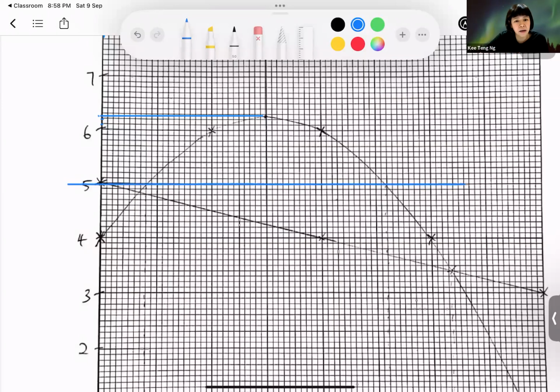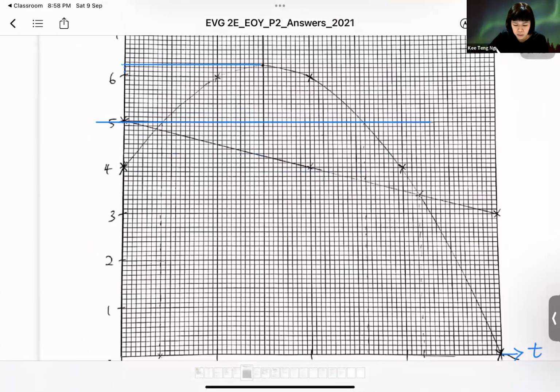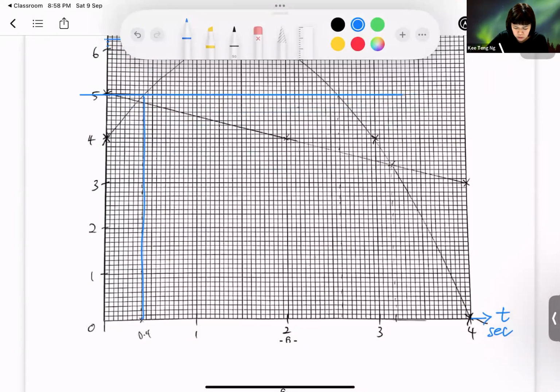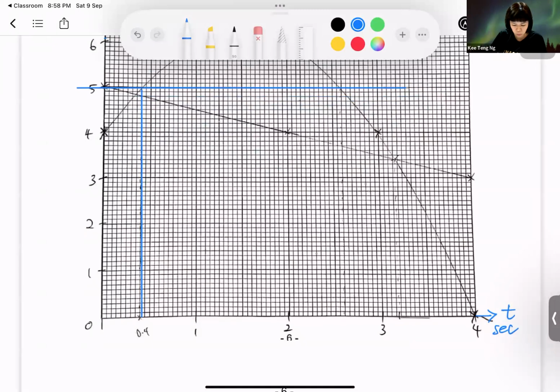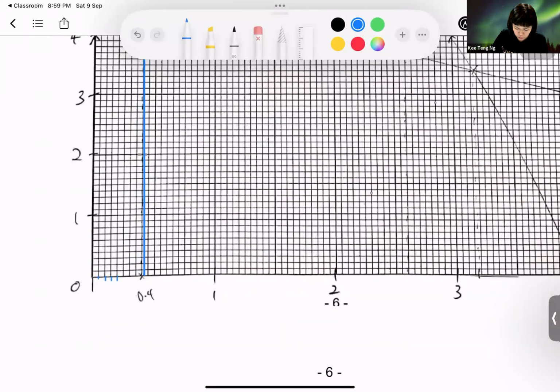So I'm going to draw a height 5 meters above the ground, which is this one over here. Then I want to know the timing, right? What's the timing that it was 5 meters above the ground? This timing. Oh, 0.4. How do you know that this is 0.4? We have 1, 2, 3, 4, 5, 6, 7, 8, 9, 10, 20. 20 squares to represent 1 second.